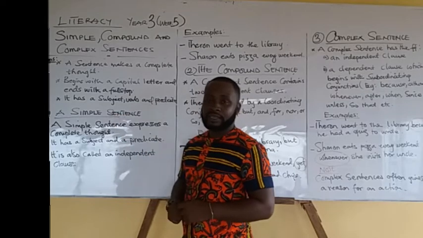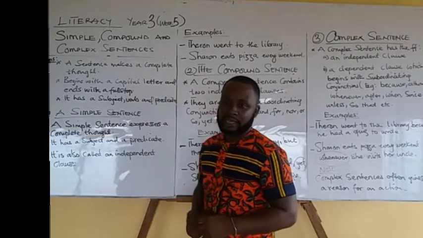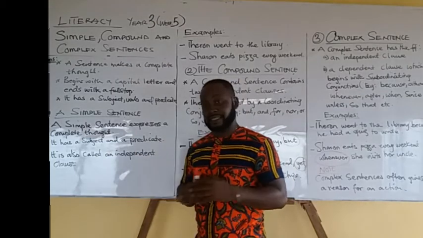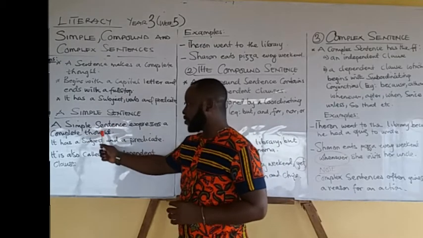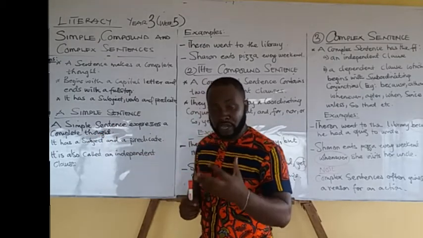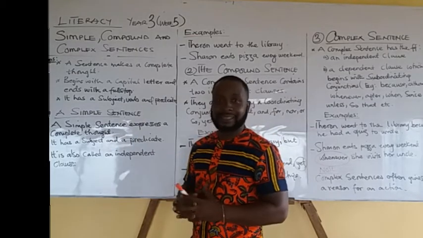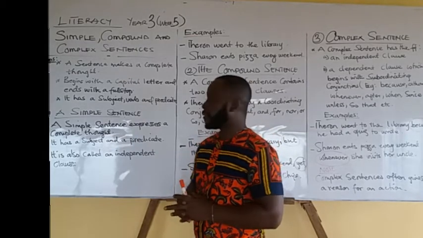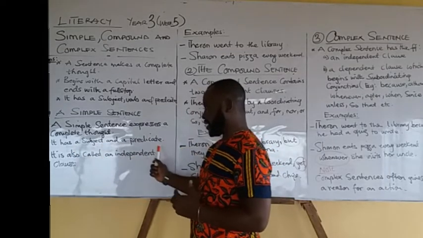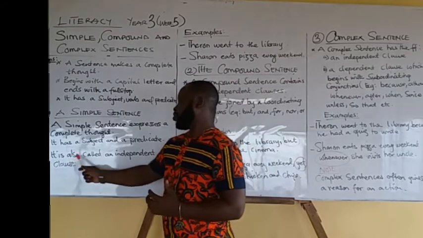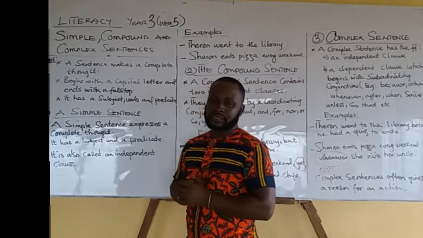To our topic for today, we will first of all take a simple sentence. Now, what do you mean by a simple sentence? A simple sentence expresses a complete thought. So, in your definition of a sentence, you've already given us what a simple sentence is. Alright? Good. Now, it has a subject and a predicate. It is also called an independent clause. Now, let's see what a subject is.